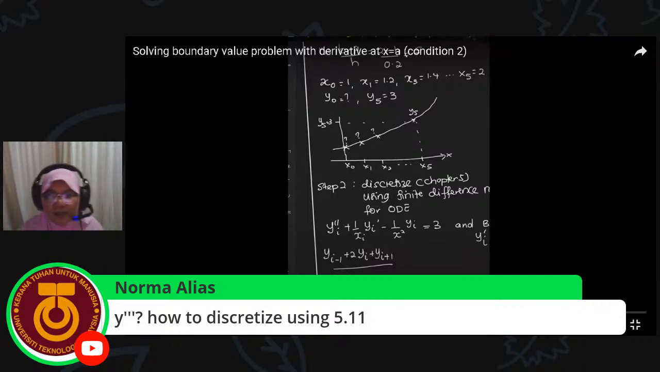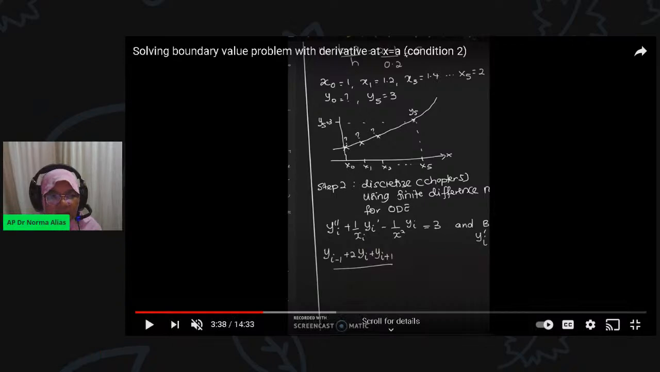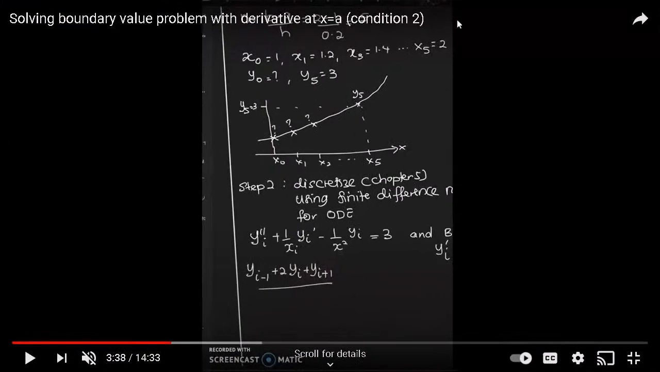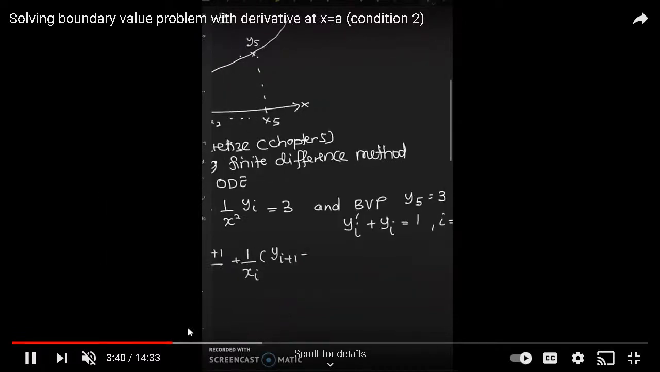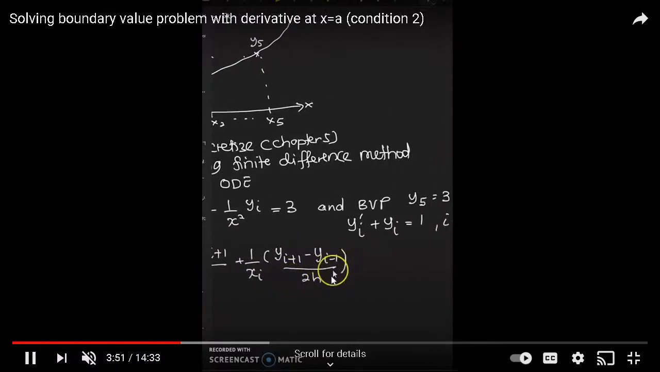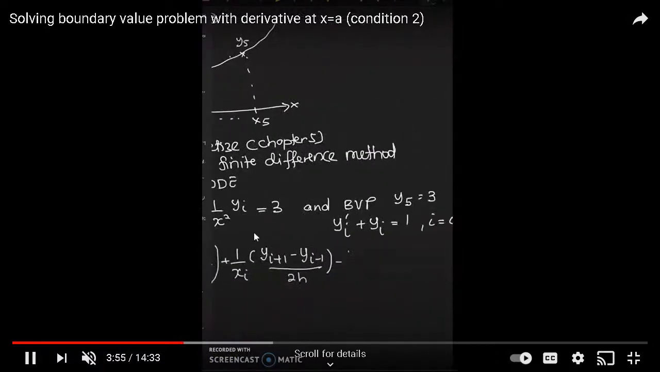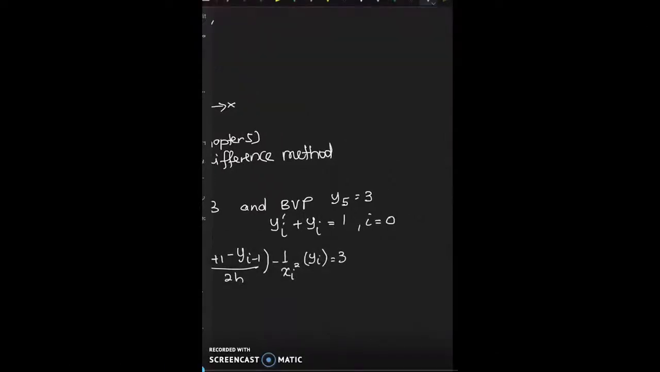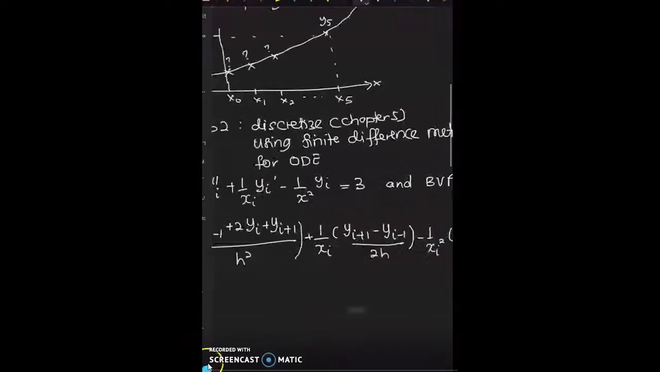All right, I stop here. I want to focus my lecture today. Come on, be careful. Divided by h squared, plus 1 over xi times yi plus 1 minus yi minus 1 divided by 2h, using 5.8. And then minus 1 over xi squared times yi, because this one does not involve any formula. You just write it out, equal to 3.